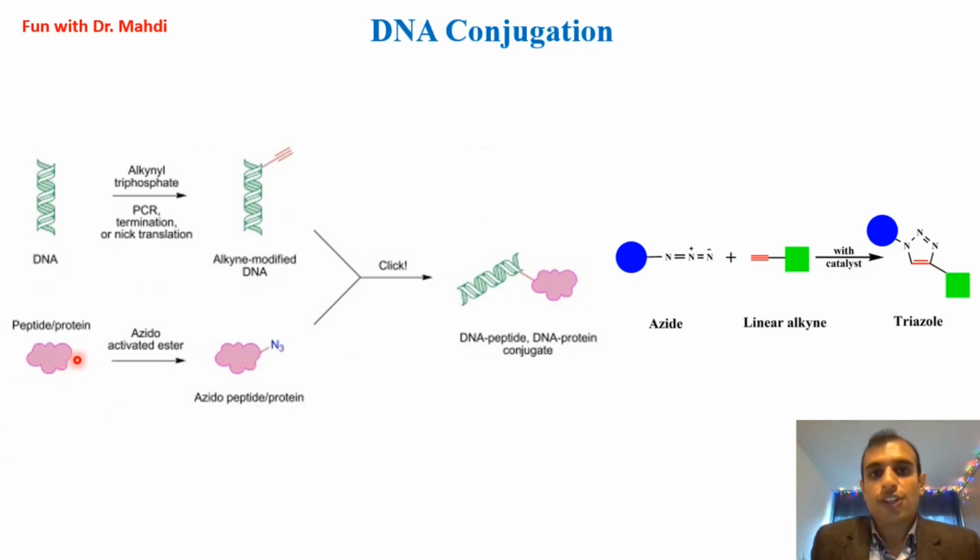You know, in the structure of protein, we have an NH2 amine. We need to look for a molecule with an azide group and, for example, NHS ester. And after reaction between NHS ester and the amine in the protein, we can connect azide to the protein. Now we have DNA with an alkyne group, and also we have protein with an azide group. And after click reaction in the presence of copper as a catalyst, we can have a DNA-peptide or DNA-protein conjugate.